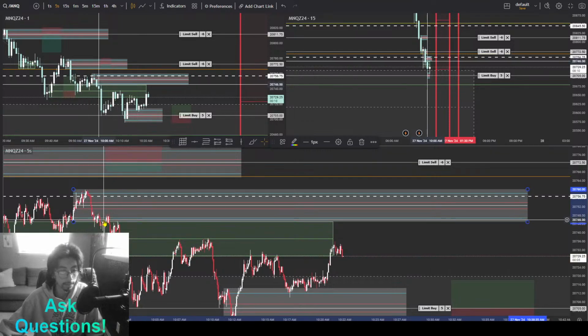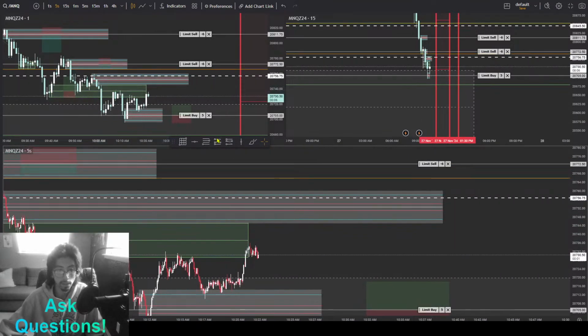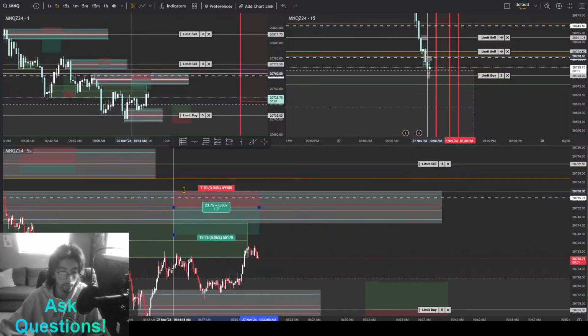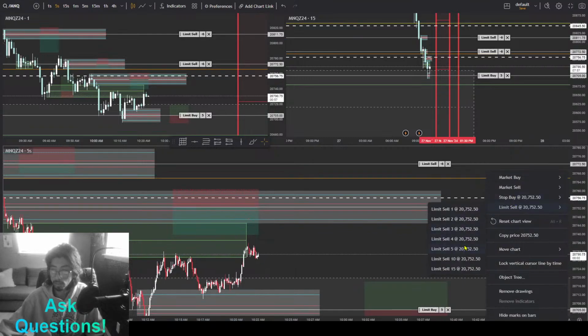Let's see. Tap. Yeah. I think I will. Short. I just want a reaction before entering. So if I don't get a reaction, I'll just take the order off. Self 6.